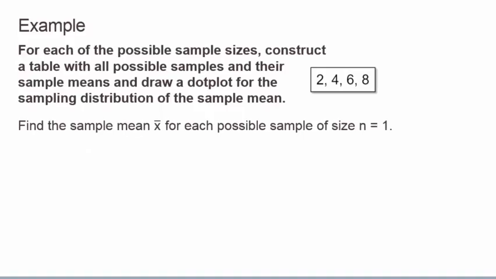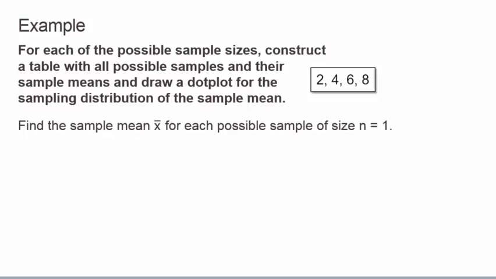Example: for each of the possible sample sizes, construct a table with all possible samples and their sample means and draw a dot plot for the sampling distribution of the sample mean. Our data is 2, 4, 6, and 8. Find the sample mean x bar for each possible sample size n equals 1.